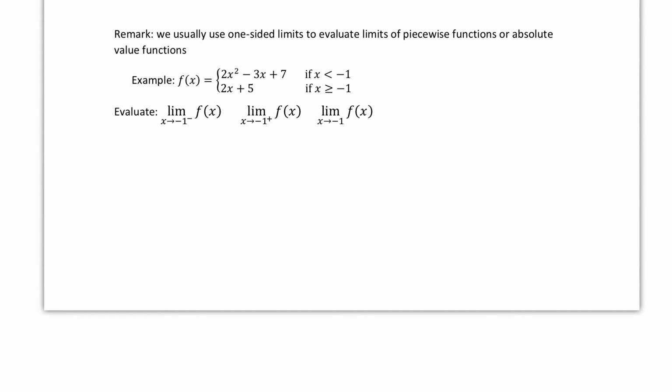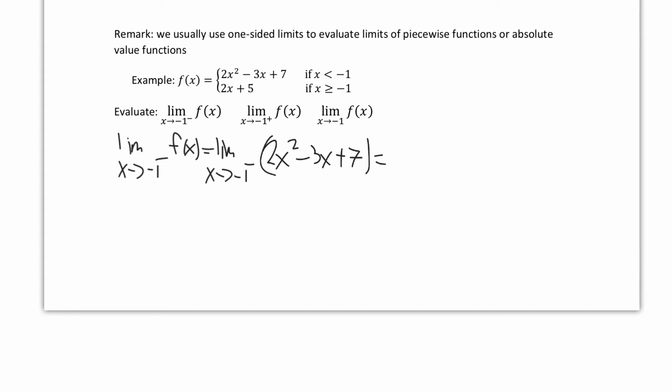So let's see what we would get for our limit. We want to do the limit as x approaches -1 from the left of f of x. And to do that, what it means is we're approaching -1, we're taking values less than -1. Which means, which portion of the piecewise function are we using? Well, if we're going to the left of -1, we need less than -1. That's going to be this portion here. So we can substitute that in for f of x: 2x squared minus 3x plus 7.